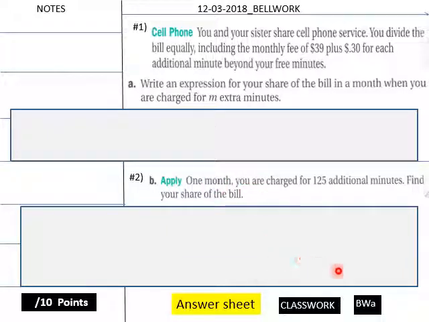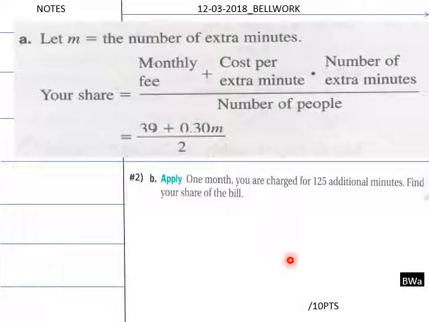See you in 5. Okay, everybody, welcome back for our solutions. Here's part A of it. Let M equal the number of extra minutes. Your share will equal monthly fee plus cost per extra minute times number of extra minutes, and this will be over the number of people, which is 2. So 39 plus 30 cents a minute, cost per minute, times number of extra minutes. We don't know that yet, do we? So 39 plus 0.30 M over 2.